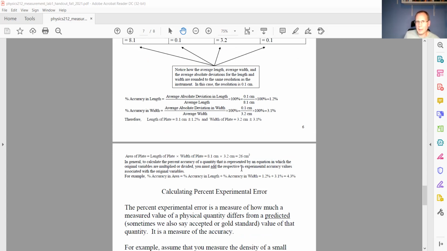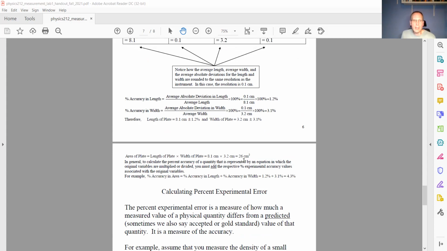I'm just multiplying these. And in this example, I was actually being very careful with significant figures as well, right? Since I have two significant figures for the length, two significant figures for the width, the answer can have at most two significant figures. So I just have two, right? 26.